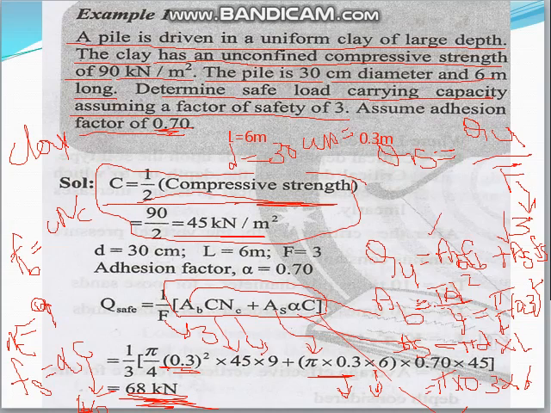So understanding this problem, the basic thing is that you need to understand whether it is given for granular soil like sand or gravel or silt, or for cohesive soil, that is clay. Depending upon that, you have to substitute the values in the formulae. Okay, this is about the static formulae and how to apply them.